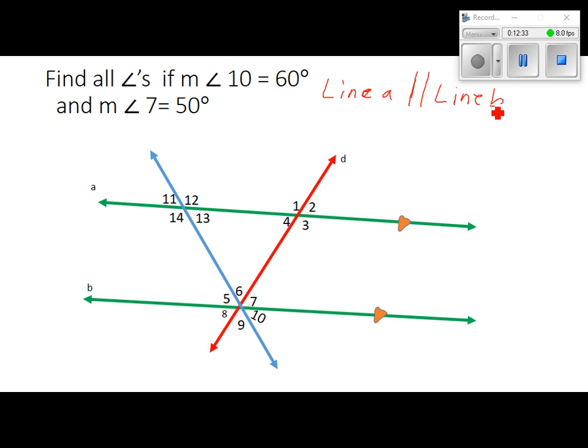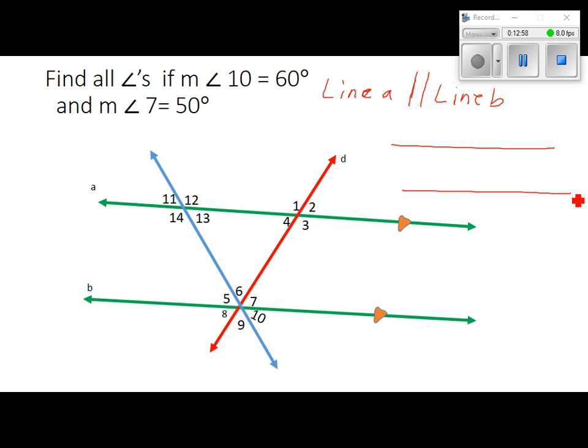Yeah. And do we have 2 transversals? Exactly. We have 2 transversals. You can't have 2 transversals in the same picture, all right? Because all it's going to do is mess everything up. So what we're going to do is split off the 2 parallel lines, A and B, and pick one of the transversals and draw it off separately.